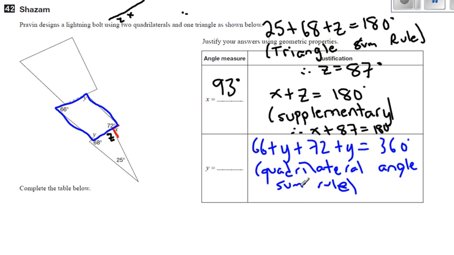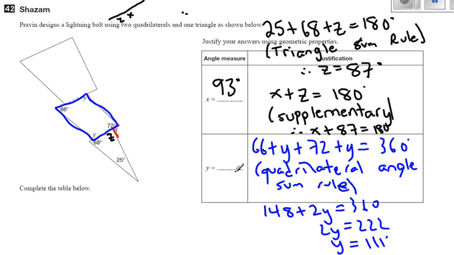So 66 plus 72 is 138 plus 2Y equals 360. So 2Y equals 222. So Y equals 111 degrees. So there's my answer. Justification, answer. And I think that's it.